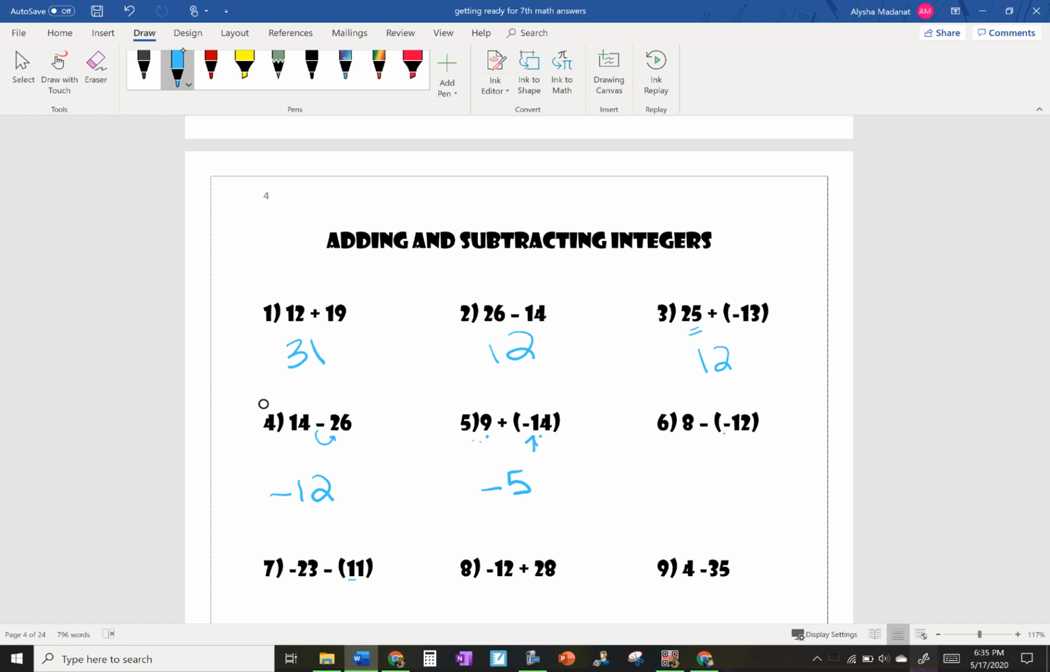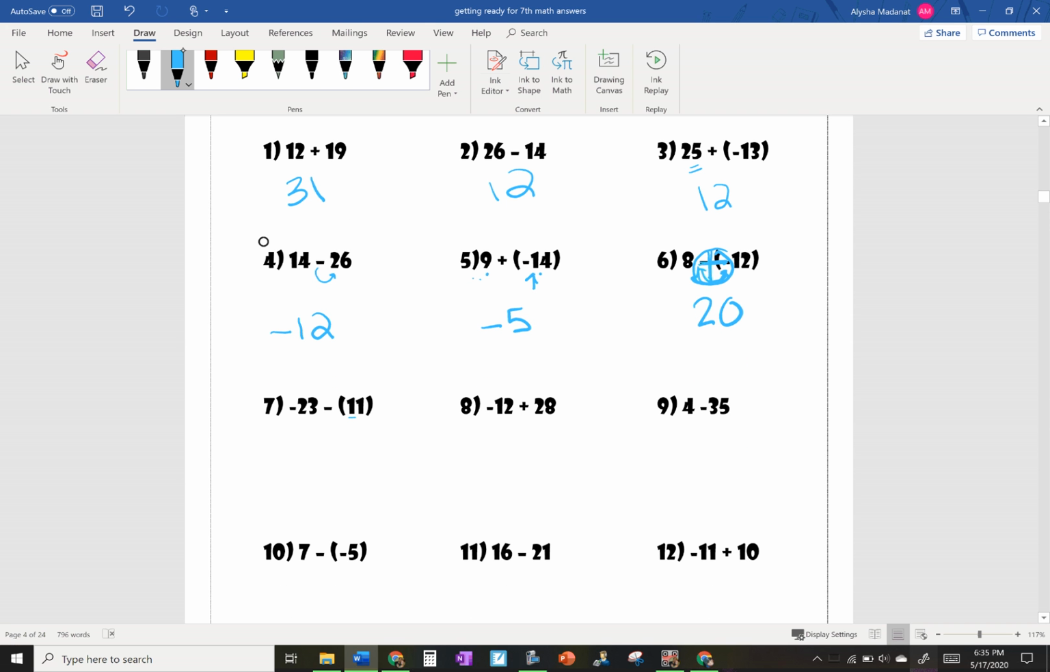8 minus a negative 12, when there's two negatives next to each other, you're actually going to make them into a plus sign because it kind of distributes it. So two negatives next to each other are going to be an addition sign, so that will give you 20. Number 7, you have a negative 23 minus an 11 because that sign tells you that 11 is negative. So since they're both negative, you're going to add them together, and the sign is going to follow. So your answer is going to be a negative 34.